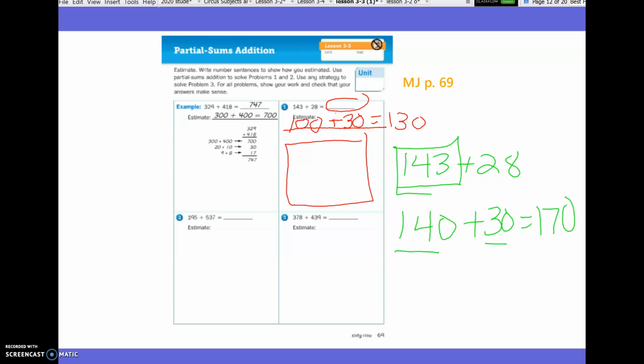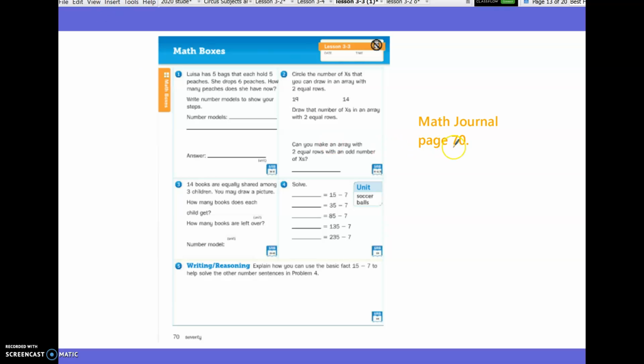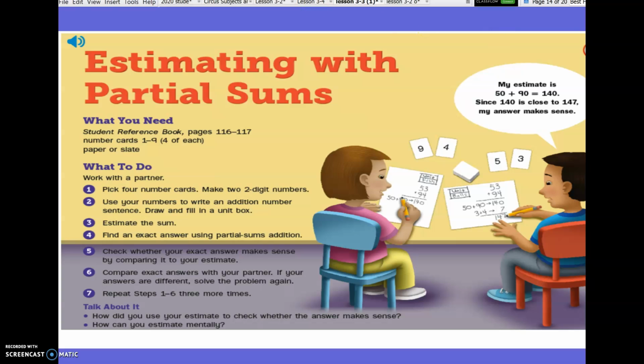Most important thing though is look at the example of how they used expanded form to do their partial sums addition. Okay, when you have that finished, math boxes page 70. And then I have an activity that you can do if you have time. The directions are here for estimating with partial sums. It says that you need student reference book pages 116 and 117.